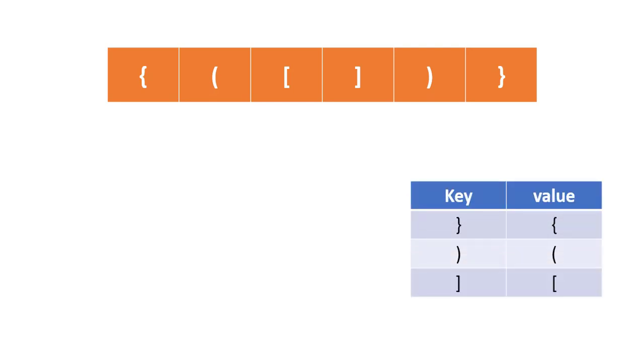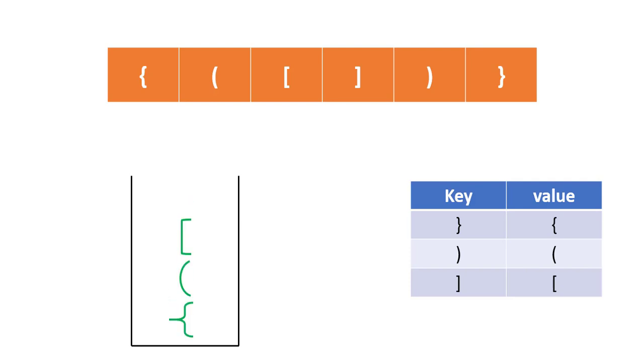Suppose this is the example given to us, that is, this is the string given to us and we need to find if this is a valid string or not. We'll start off with having a key value pair. The key will be all the closed brackets and the value will be all the open brackets. We'll also have a stack. Now we'll start iterating this string, and for every open bracket we need to push that into the stack.